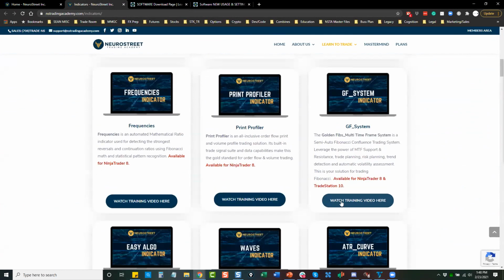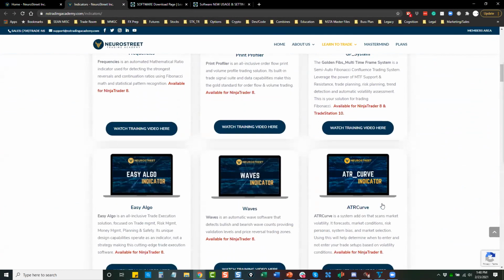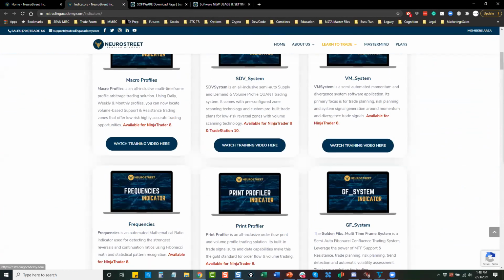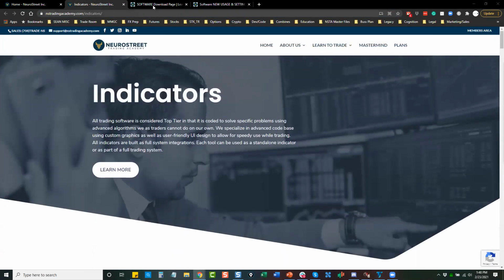A lot of traders have questions. They're like, okay, it's a lot of indicators. What are they for, what do they do, and how can I make money with them? Well, that's exactly what this page is for. I'll give you this page so you can use it to your advantage. It's a list of all the indicators, the breakdowns, and exactly what they are.